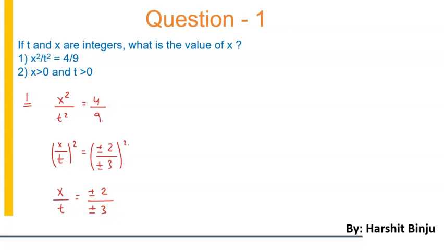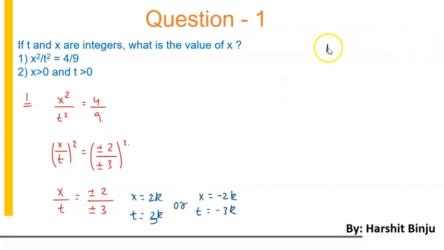We can either have x equal to 2k and t equal to 3k, or you can say x is equal to negative 2k, and in that case t will be equal to negative 3k. So these are the possibilities that we have. Do we have a conclusive answer, like what's the value of x? No, we don't. There are many possibilities which can happen. So from statement 1 alone, we cannot answer the question.